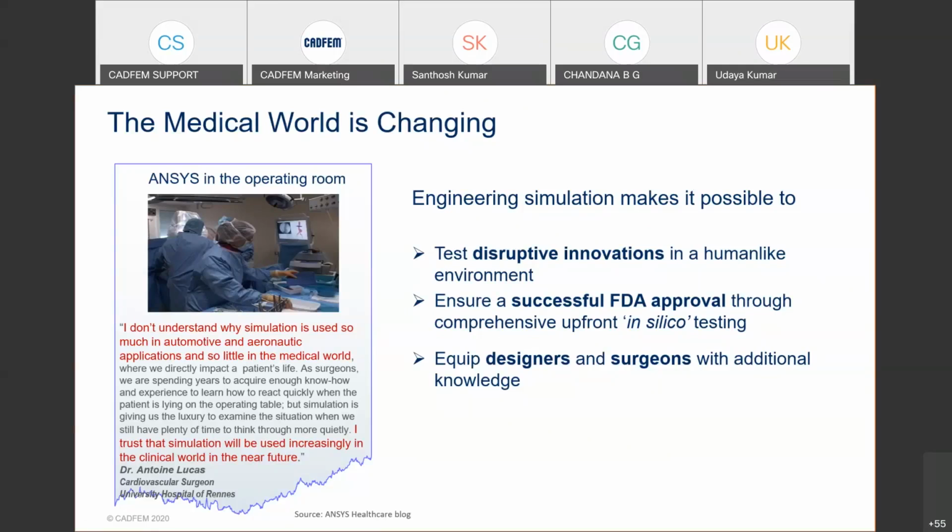But in the medical field, it's lagging a little bit at present, but it's hugely increasing. With respect to orthopedics and other areas, you will see in different sessions in the coming days how simulation can work in all those areas. So coming to engineering simulation, what all can be done, right?